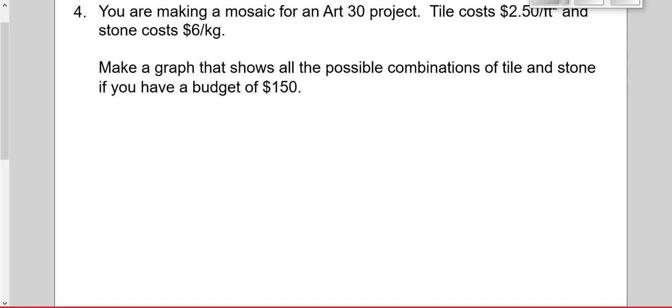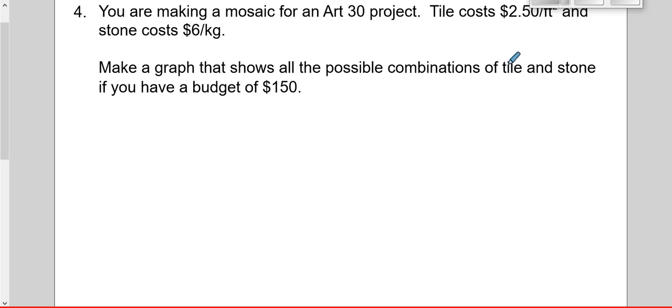Okay, the last question, your favorite word problem. So have a look. Make a graph that shows all the possible combinations of tiles and stone if you have a budget of $150. So we need to know what the equation looks like first before we can make a graph, of course. So in this case, the tile costs $2.50 per square foot, and then the stone costs $6 per kilogram. And you just need to find, if you have a budget of $150, how many tile and stone combinations can you have?